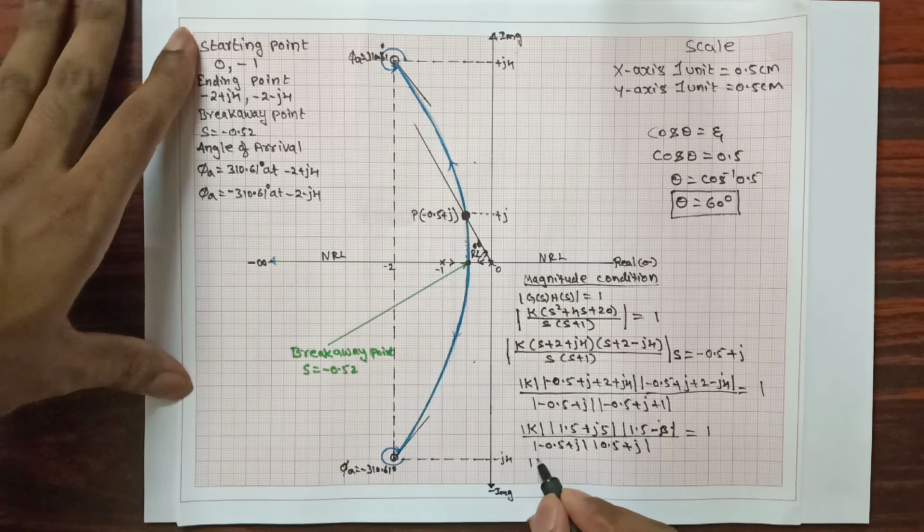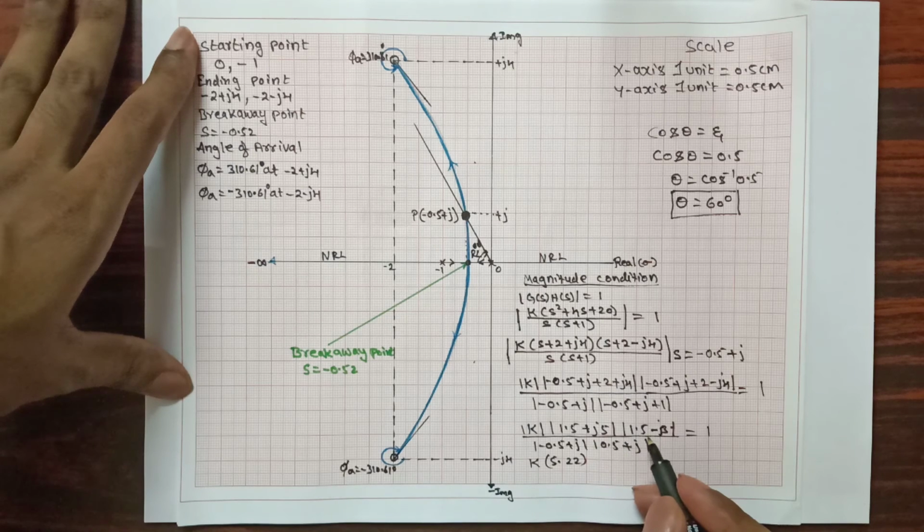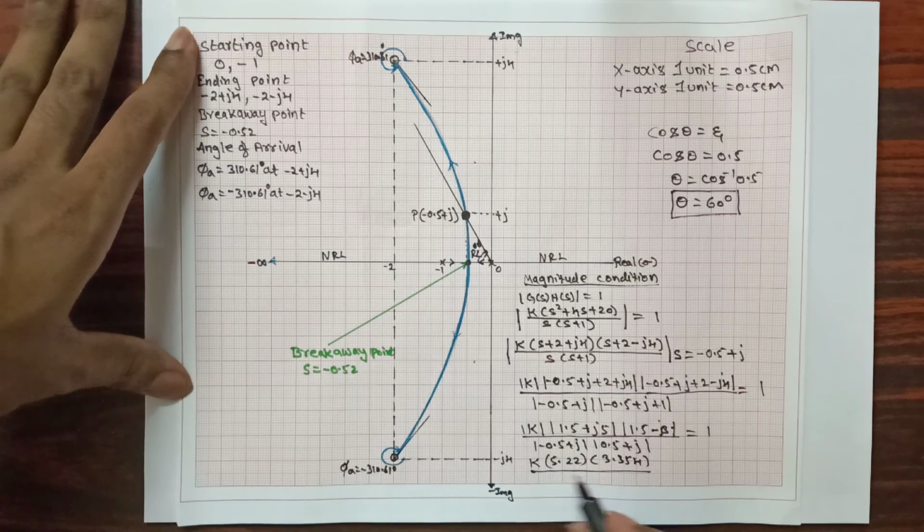So magnitude of K is K, and magnitude of 1.5 + j5 is, I am getting, 5.22, into the next, 1.5 - j3, the magnitude of which is 3.354, divided by the magnitude of -0.5 + j, which is 1.118, and then the magnitude of 0.5 + j is 1.118, is equal to 1.